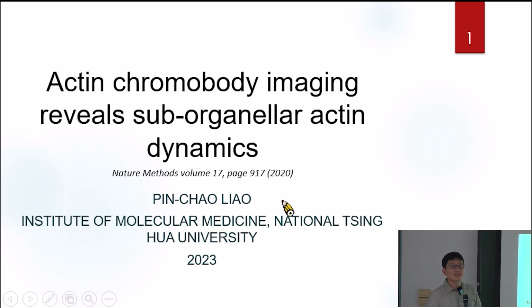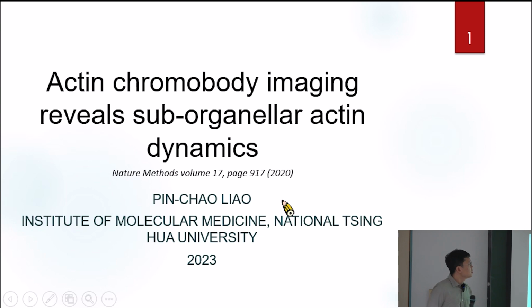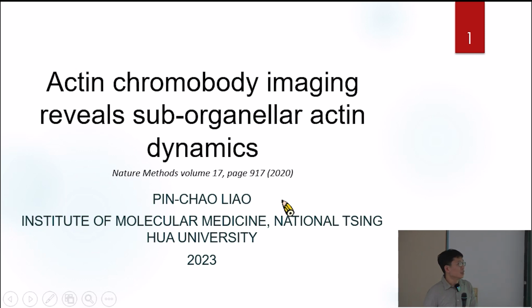This is the final class, and today we'll introduce how to image or visualize actin, especially actin dynamics in live imaging. This time, I'll briefly introduce actin and actin structure, and then I will introduce several methods or probes to visualize actin and actin dynamics. Finally, we'll introduce a paper about how to visualize actin or the interaction between actin and the organelle in live imaging.